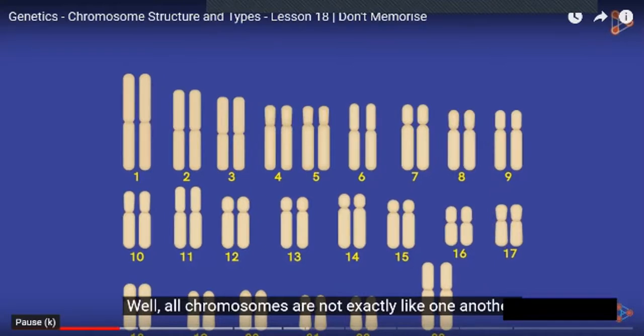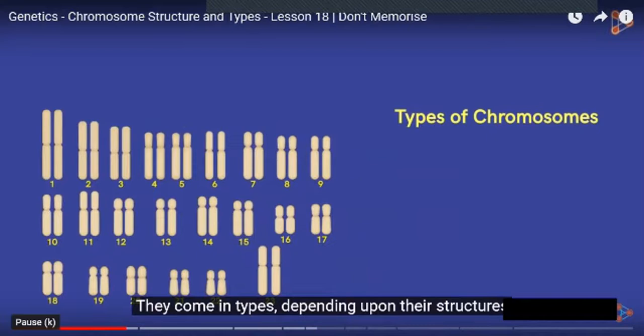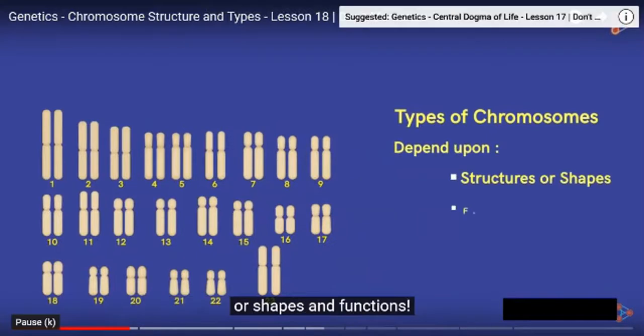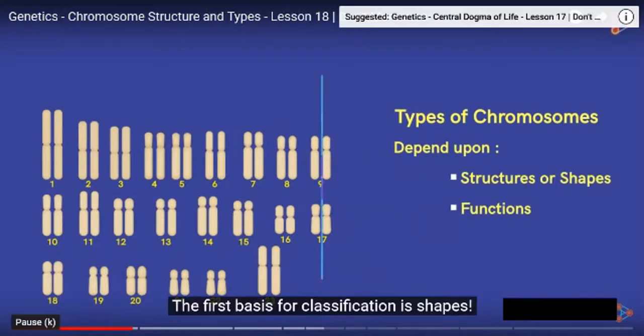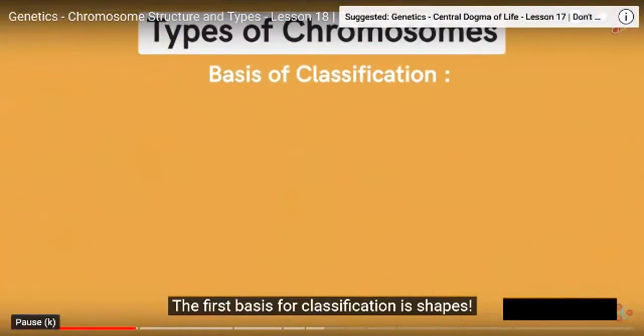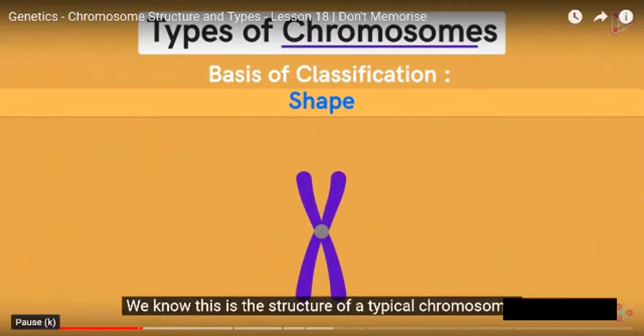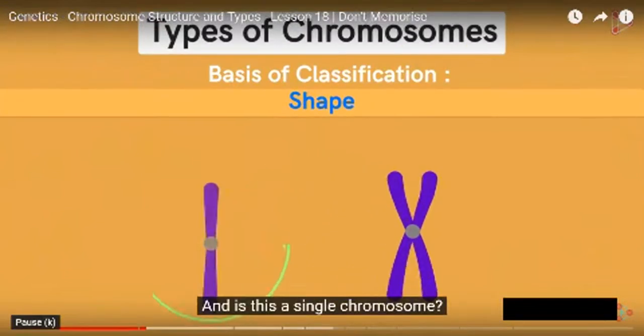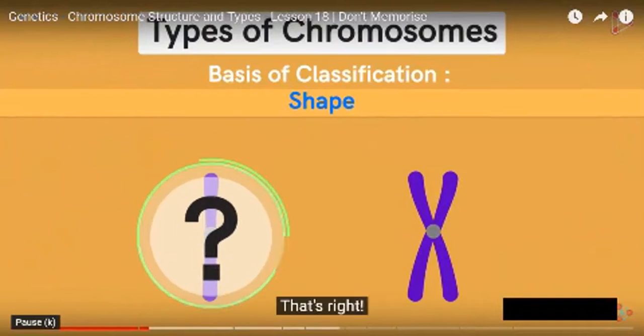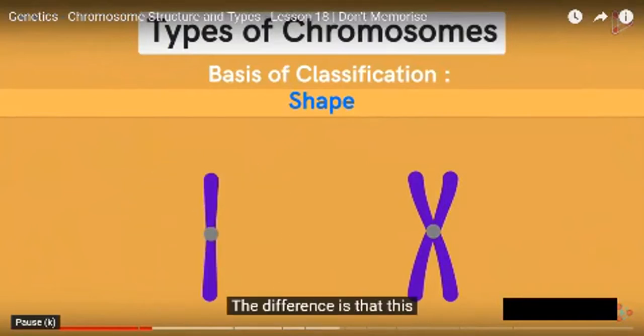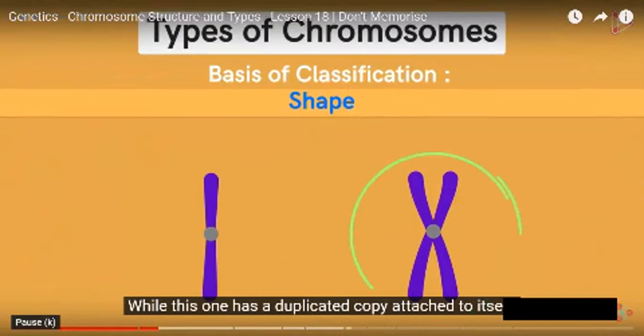All chromosomes are not exactly like one another. They come in types depending upon their structure or shapes and functions. The first basis for classification is shapes. We know this is the structure of a typical chromosome. And is this a single chromosome? That's right. The difference is that this chromosome is not duplicated, while this one has a duplicated copy attached to itself.